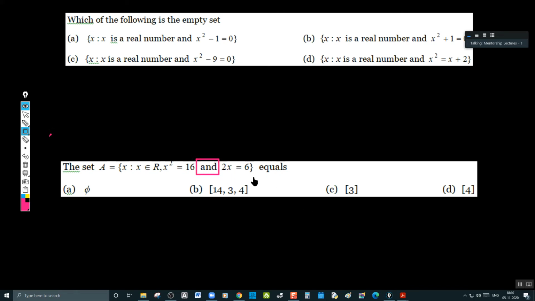Or means we'll take all. And means intersection. We'll be learning that further in operations. And means this satisfies both. Nothing is common here. Here it is minus 4 plus 4 in the first case, and in the second case it is 3. So nothing is common to both, and hence 5 is the answer, which is the null set.